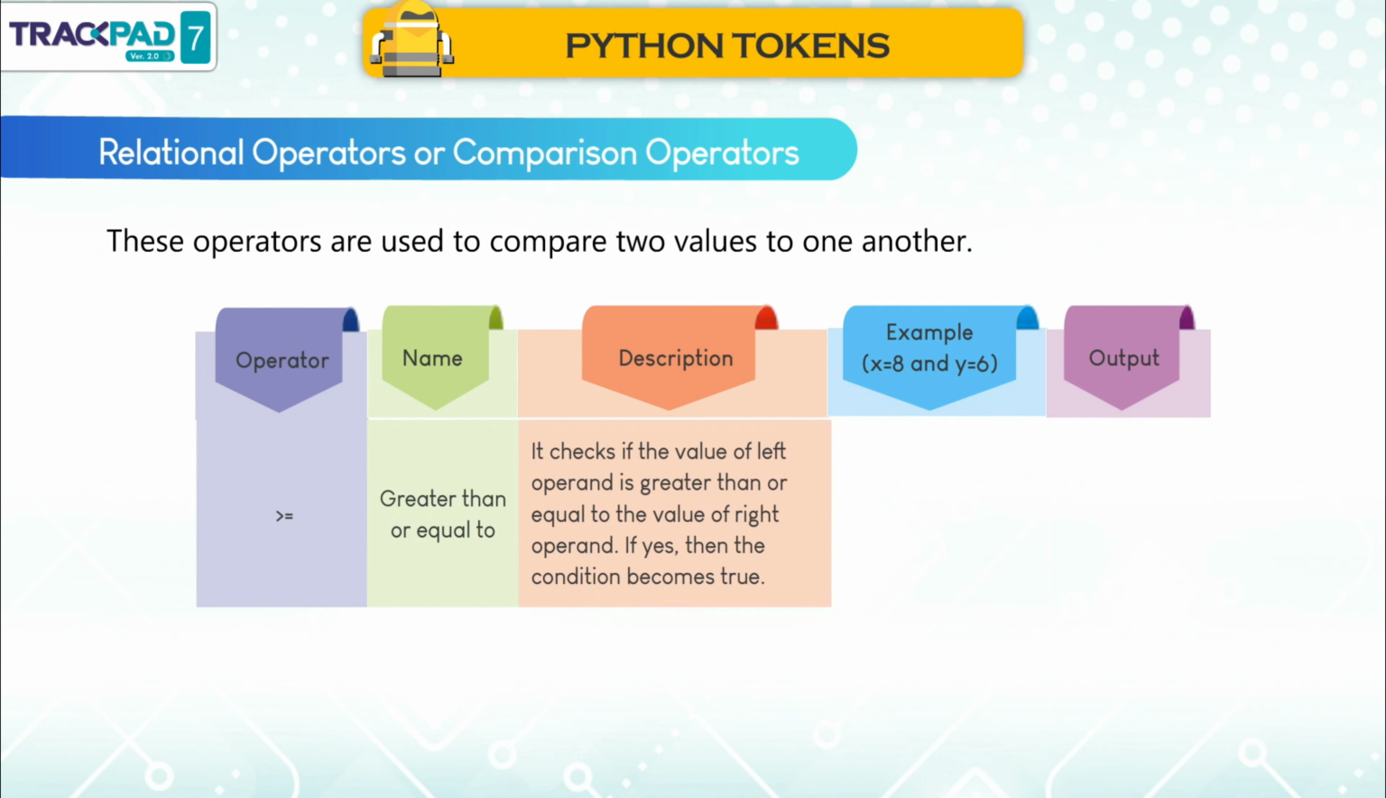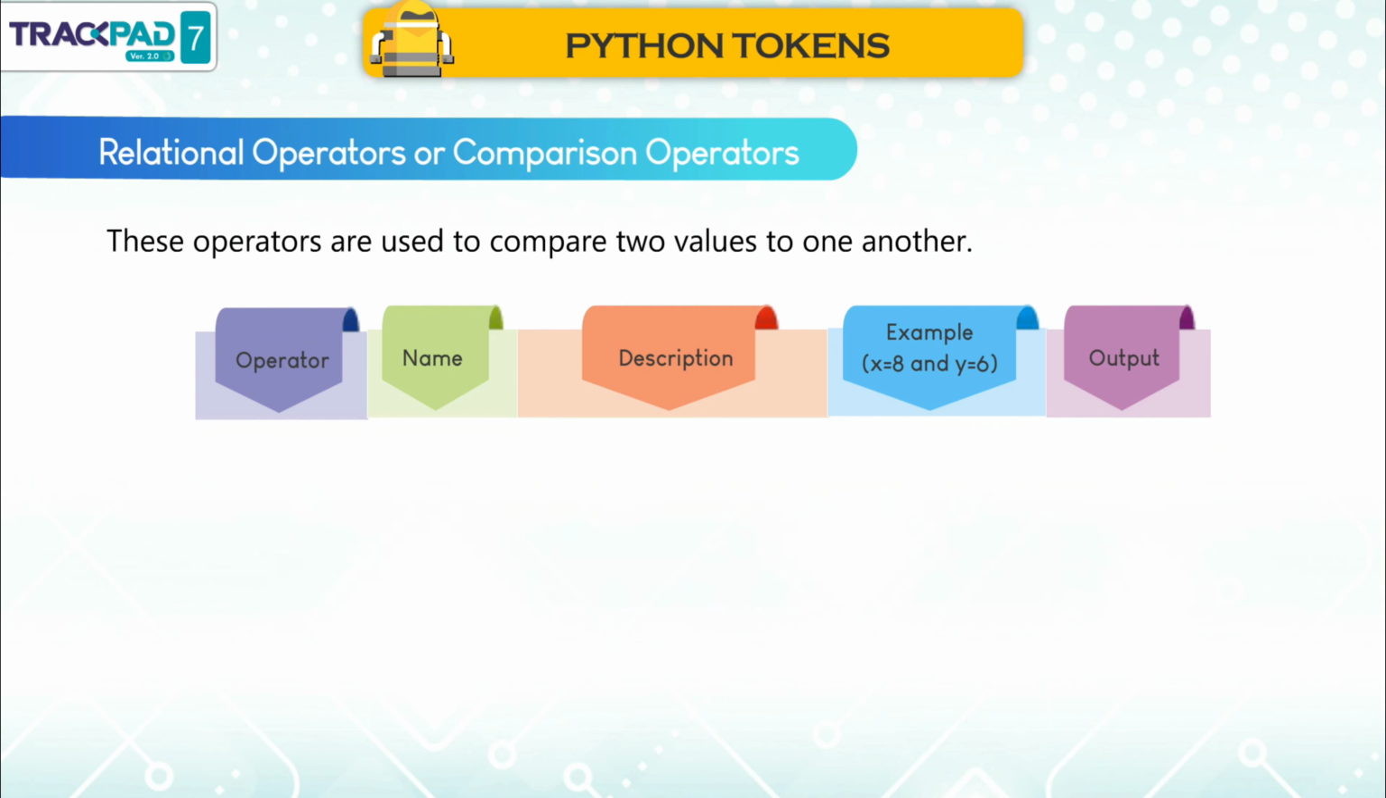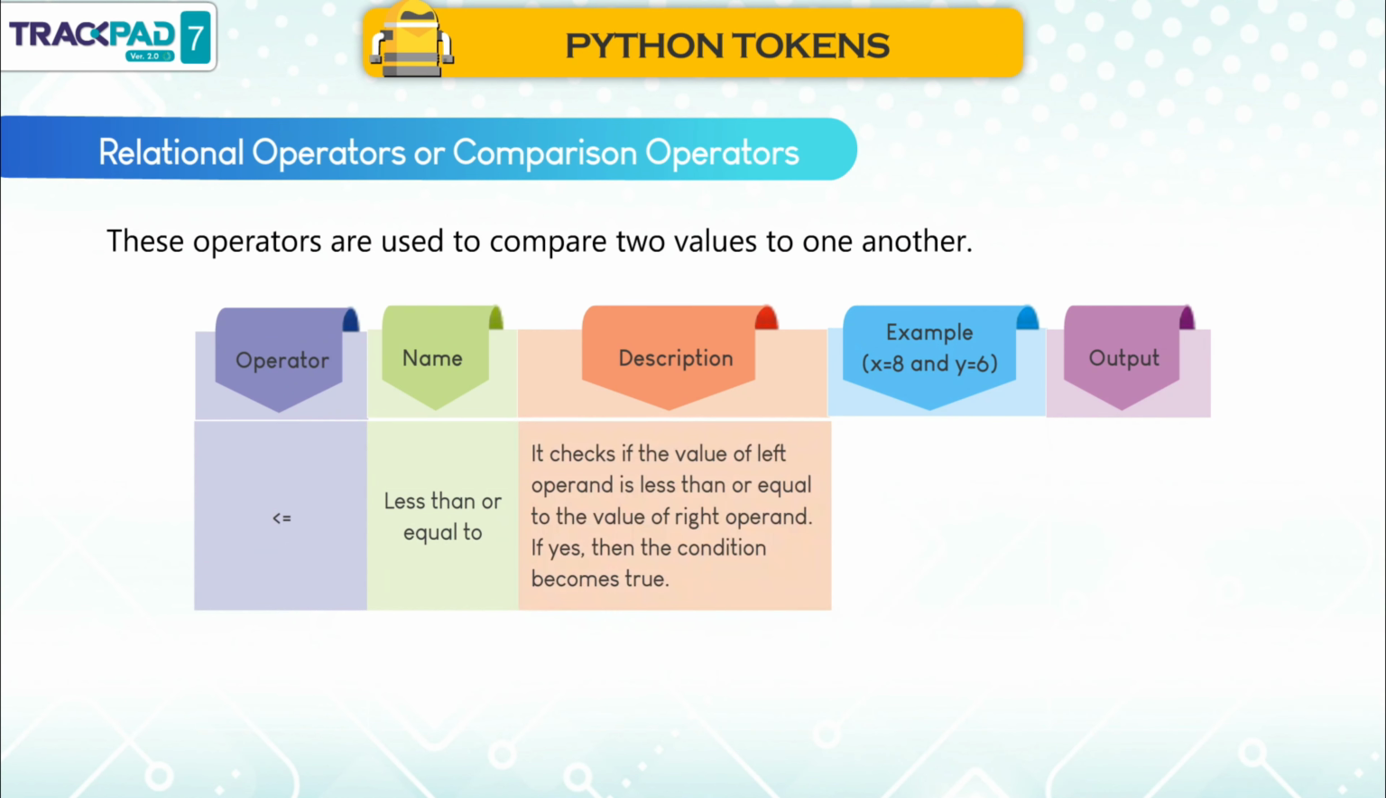Greater than or equal to. It checks if the value of left operand is greater than or equal to the value of right operand. If yes, then the condition becomes true. x >= y is true. Less than or equal to. It checks if the value of left operand is less than or equal to the value of right operand. If yes, then the condition becomes true. x <= y.